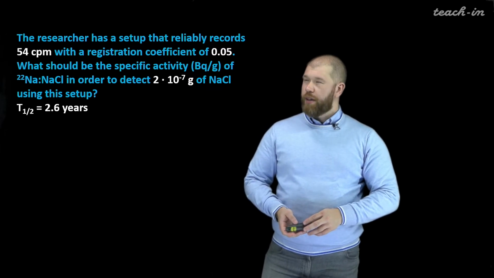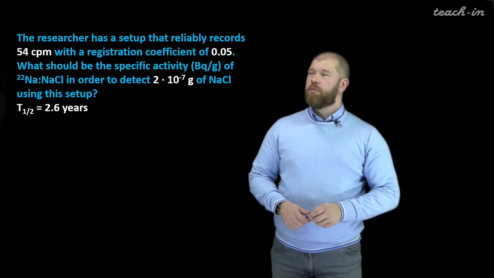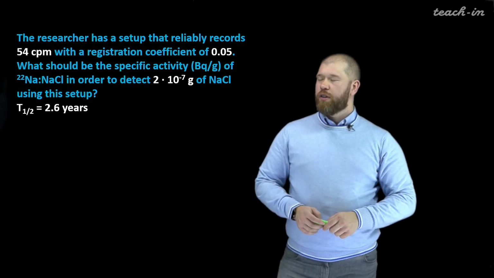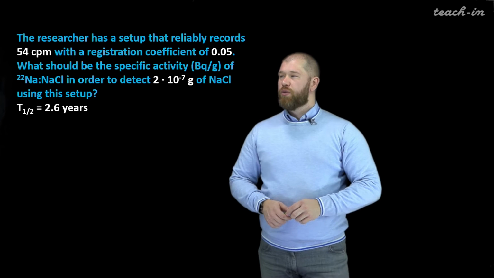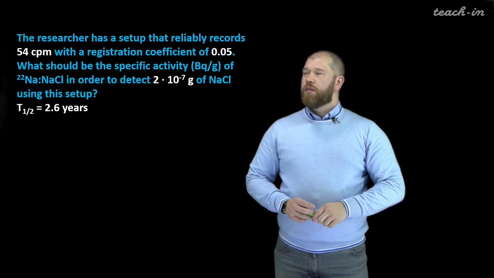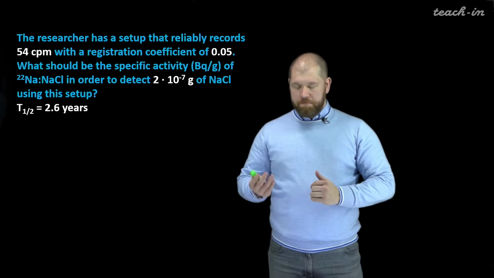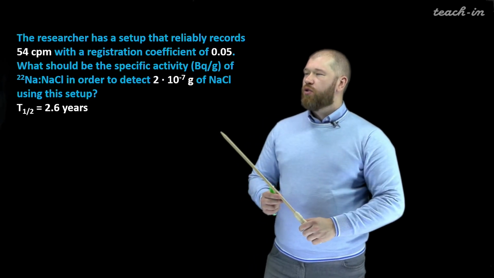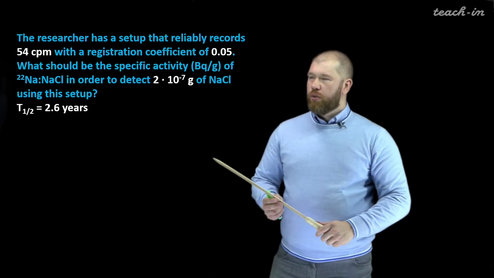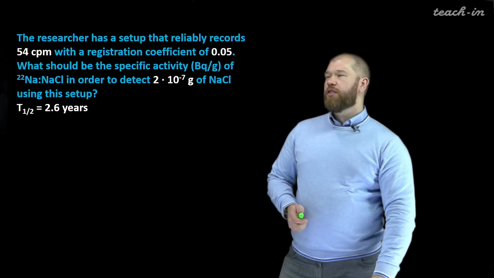Okay, now the next task. Now the researcher has more or less the same setup, and this registration system can measure the activities with count rates equal to 54 counts per minute, and the registration coefficient is 0.05, and it is our task to determine what the specific activity should be for this sodium chloride in order to detect this certain mass of sodium chloride with use of this system.